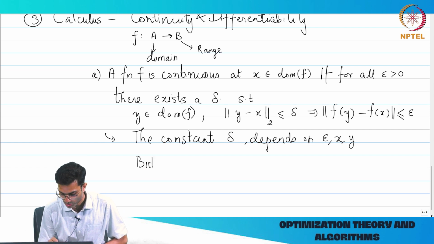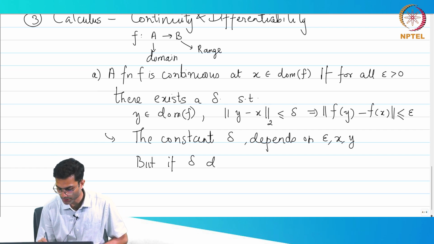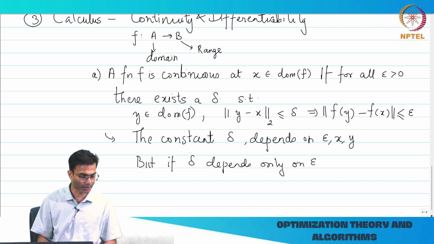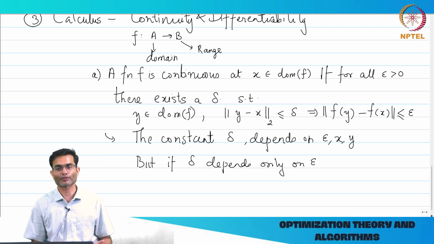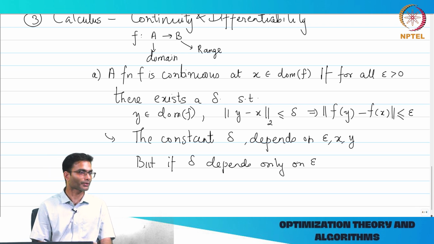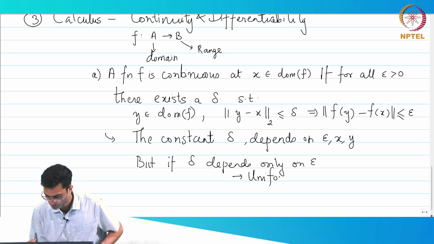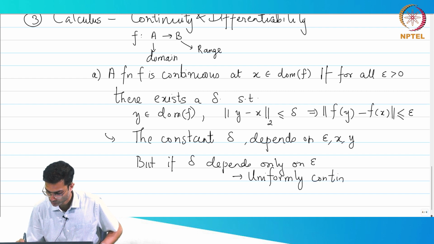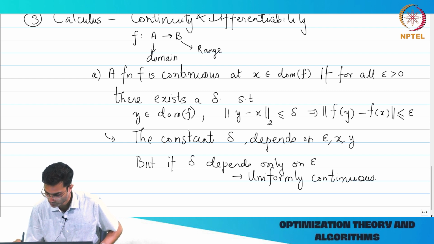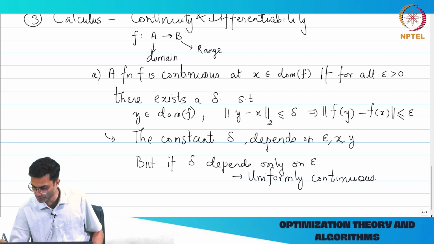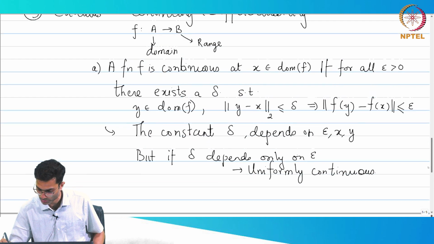But if delta depends only on epsilon, then this is another type of continuity. This is called uniformly continuous. I'll take an example in a few moments to clarify this.